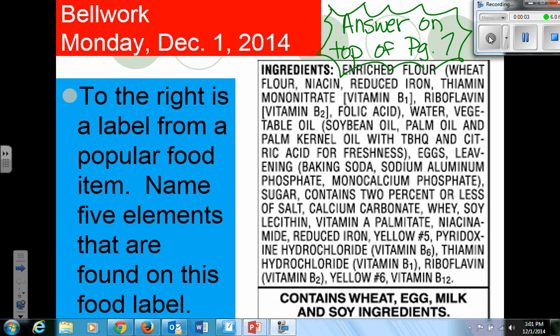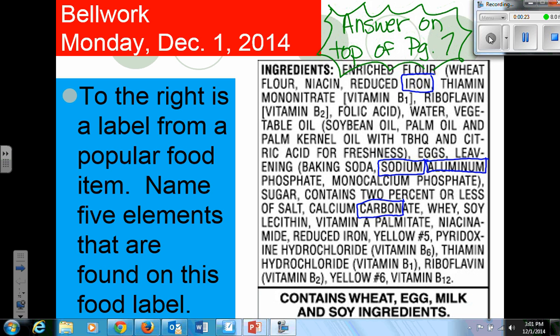Okay, so we've got iron as one of our elements that we're pulling off of this label. What else? Sodium. Okay, let's do one at a time. Sodium. Aluminum. Boom, right there. Carbon. I love it. Vitamin A. Come on.